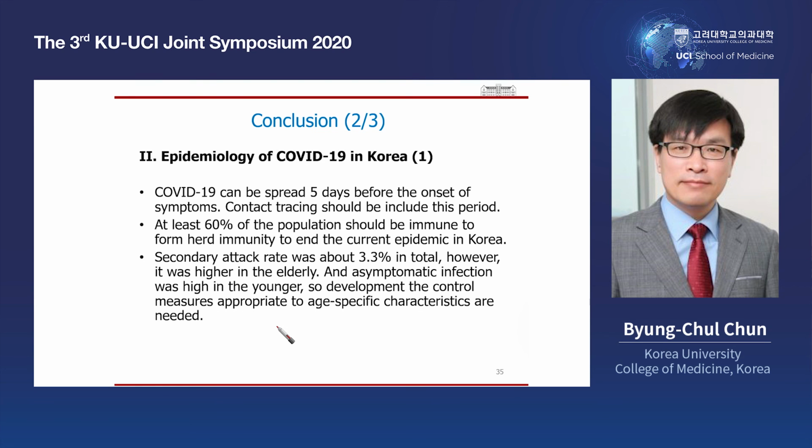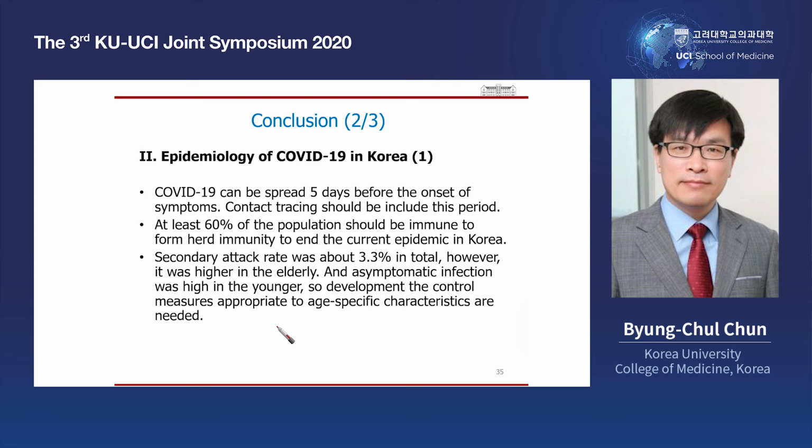And the conclusion of the epidemiology of COVID-19 in Korea. COVID-19 can be spread 5 days before the onset of symptoms, so contact tracing should include this period. We recommend at least 60% of the population should be immunized to form herd immunity to end the current epidemic in Korea.